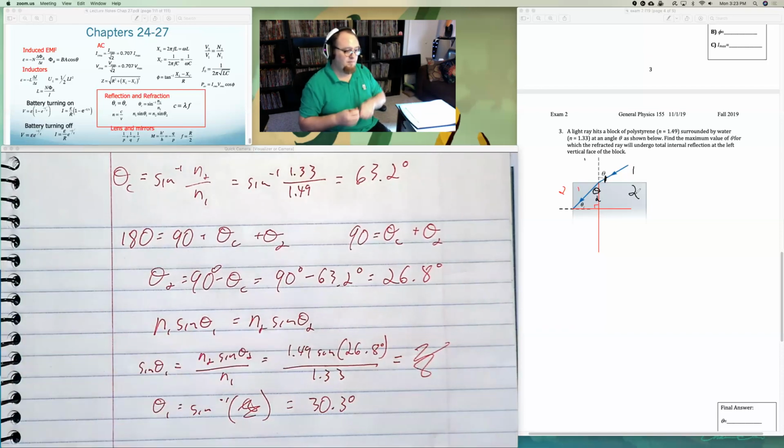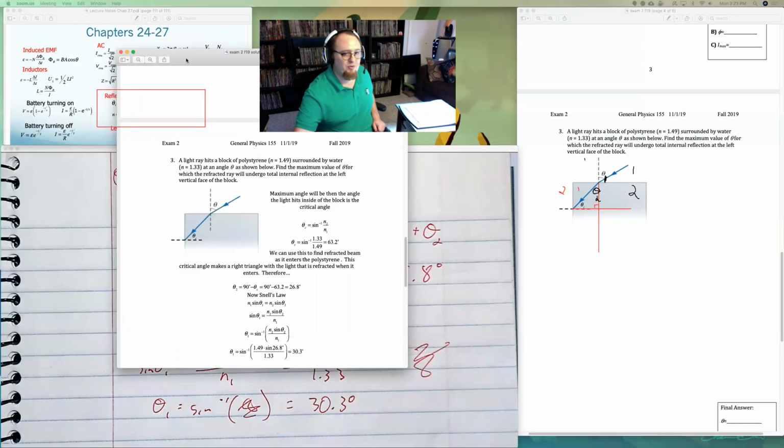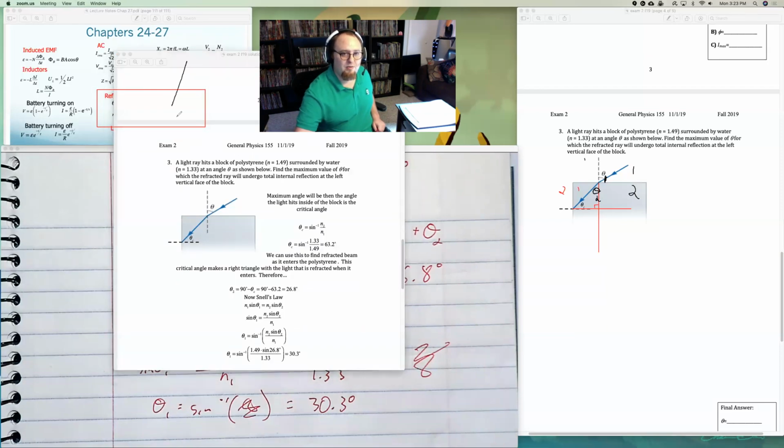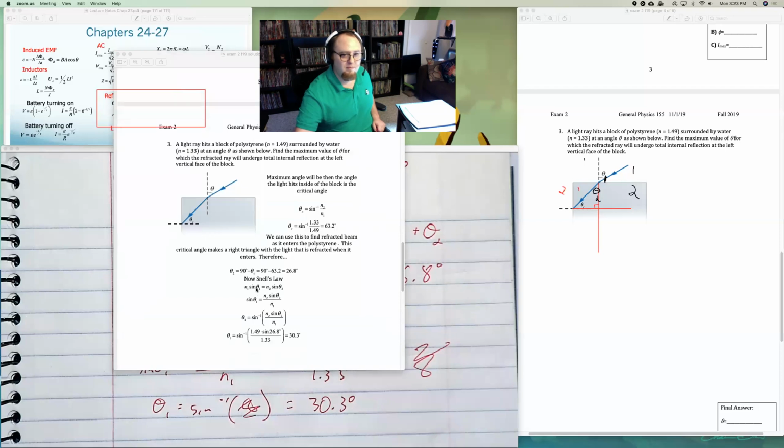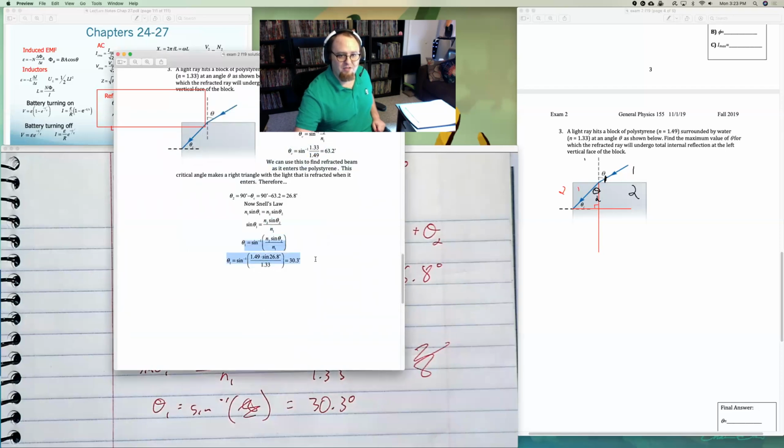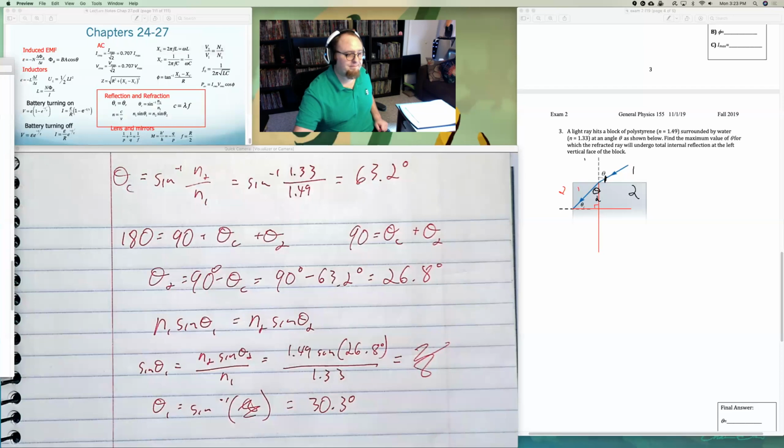I did it in one step. I took the inverse sine at the same time. I didn't get the piece in between.